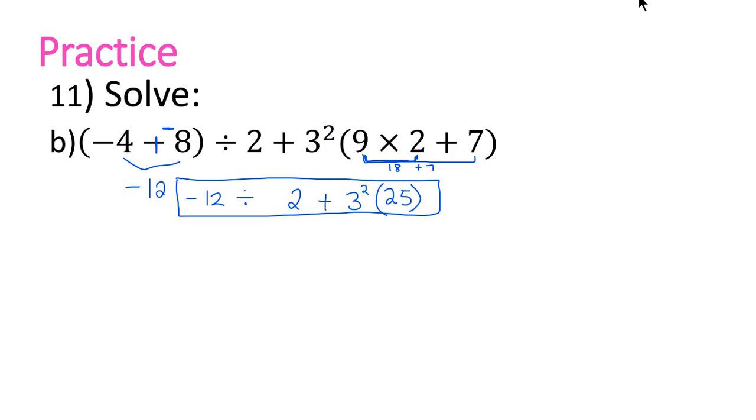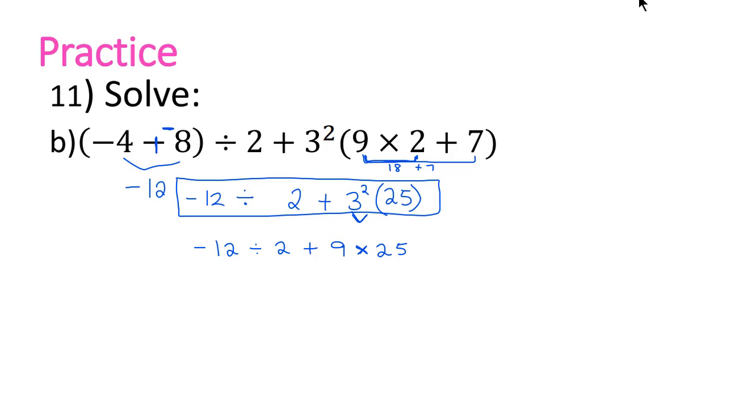Well, we've got an exponent now, so let's do that. So I'll write it nicer. Negative 12 divided by 2 plus 3 squared is 3 times 3, which is 9. And now if you prefer, you can write it with a symbol or with a bracket or a raised dot, 9 times 25.